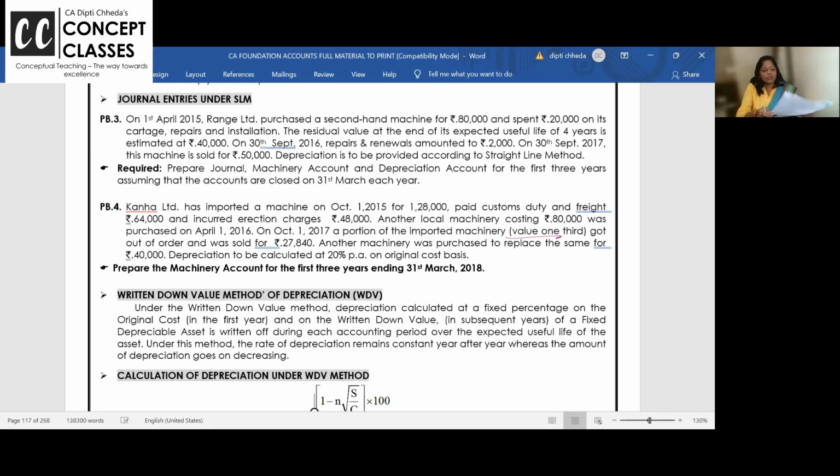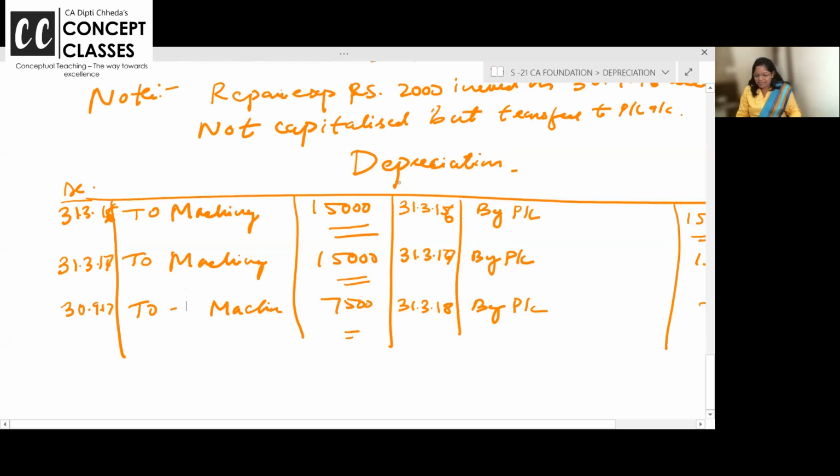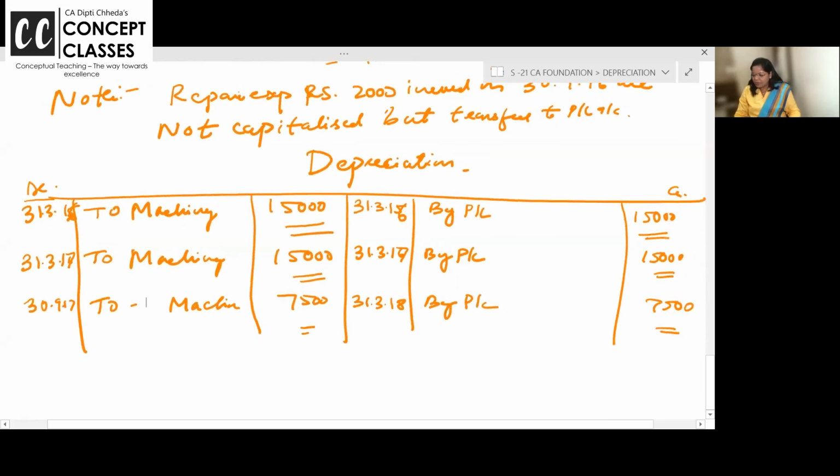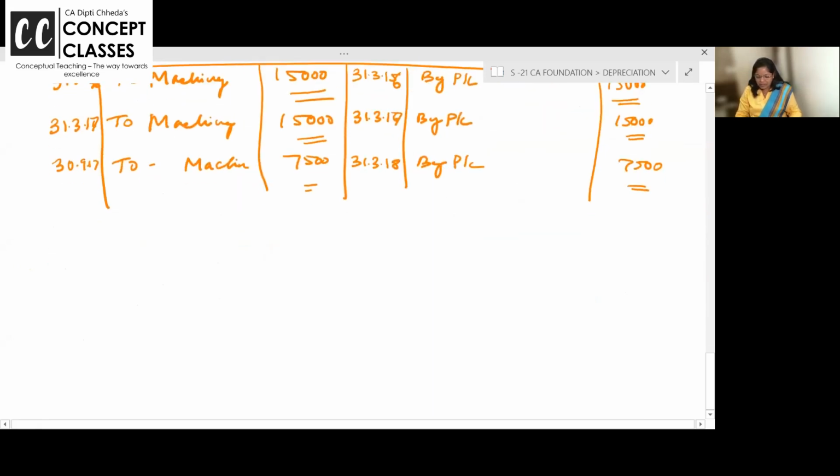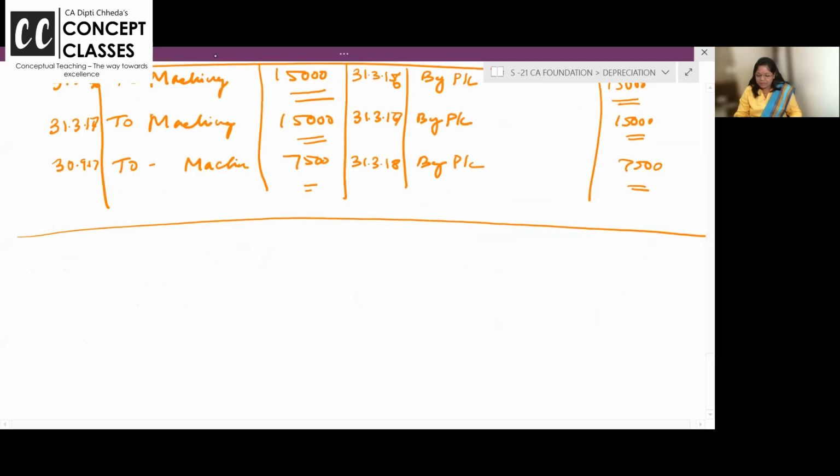Okay, so let's start. Same. Machinery account you have to prepare. Depreciation account I'll show you in another problem, like I've made it already. It's very simple. Whatever depreciation is credited in the machinery account, it is debited in the depreciation account to machinery and transferred to P&L account. Okay? Let us start.